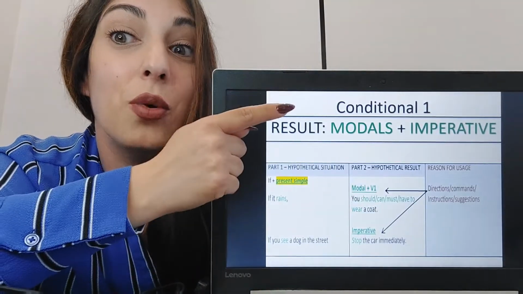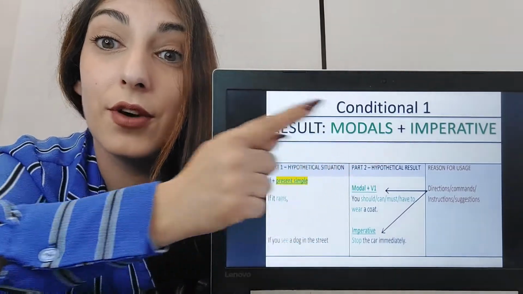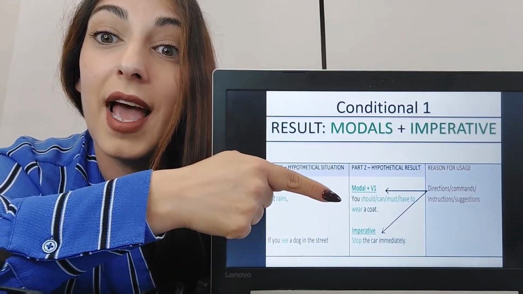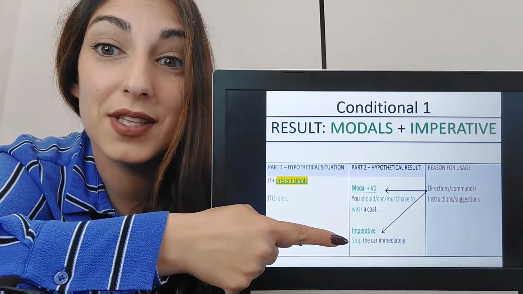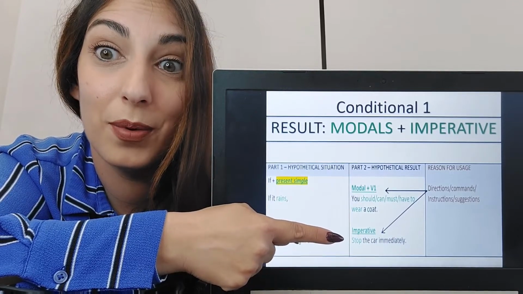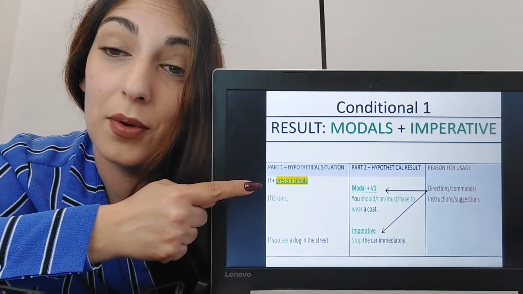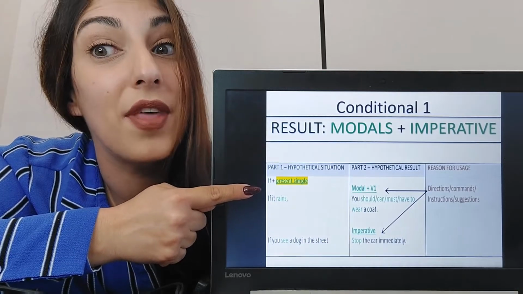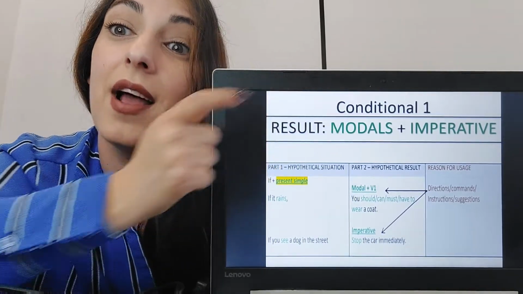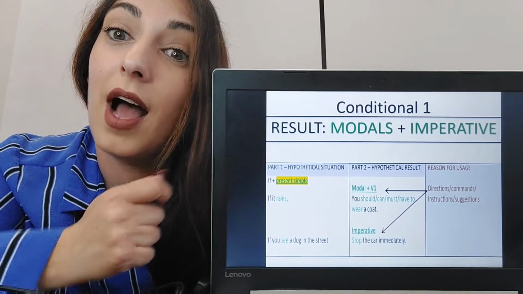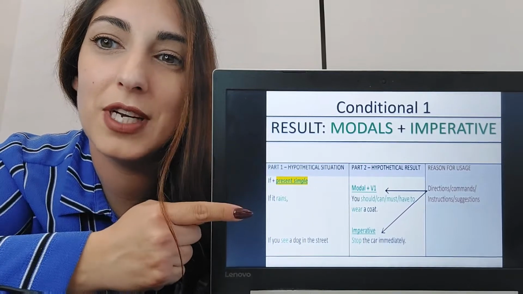Now, conditional 1 in the result part can also have a modal verb or an imperative verb. Modals are words like can, should, must, etc. And imperatives don't have a subject. They start directly with a verb. So have a closer look. But if is always followed by present simple in the conditional, in the hypothetical situation. So I still have if plus present simple, but in the second part, I don't have to have the word will. I can have a modal verb or an imperative verb. So you can choose. So pause the video and have a good look.